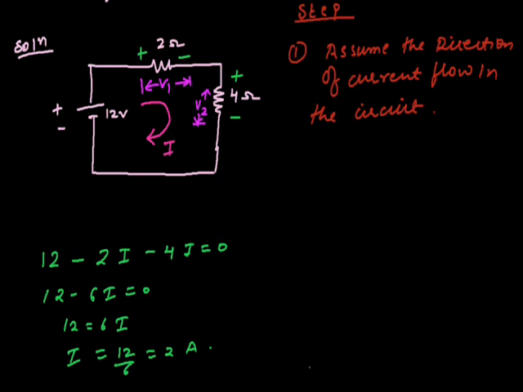Now the second part of the given question is to find the value of V1 and V2. So V1 is equal to what? That is I into R1. Suppose this 2 ohm resistance is R1, we have assumed that only, and this is R2. So V1 is equal to I, which is 2 ampere, times R, which is here 2 ohm. So V1 is the voltage drop across R1 and it is equal to 4 volt. So 4 volt is the voltage drop across the 2 ohm resistor.